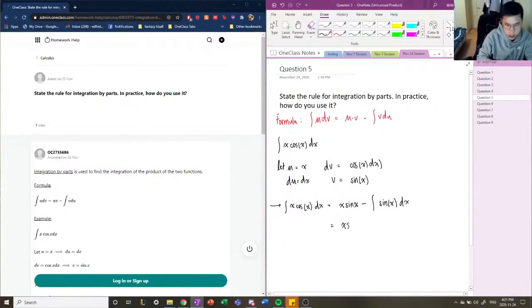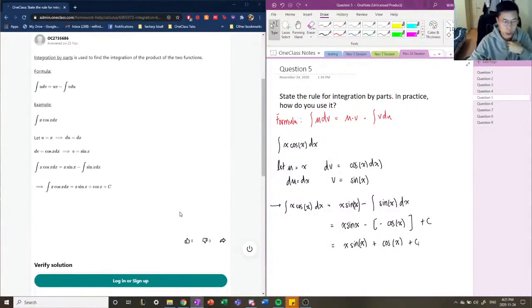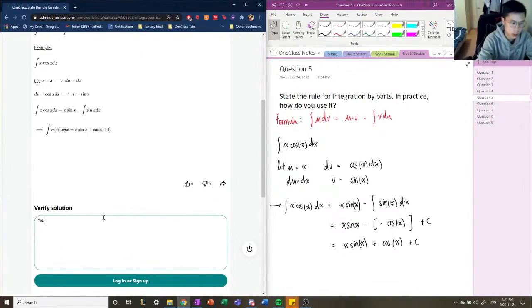So we have x sine x minus negative cos x, and we'll add a plus c here. If we expand that out, we get x sine x plus cos x plus c, okay? By doing integration by parts, we were able to simplify this integral into a more easily solvable integral. So this is the solution, and the definition is correct.